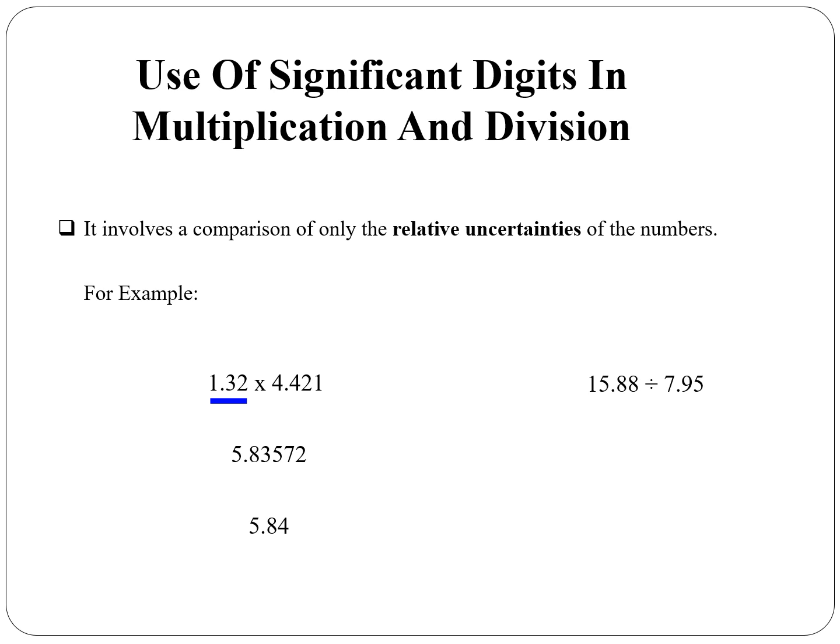The second example is for division. Here we will round off our answer up to the least number of significant figures, which is 7.95. So first of all divide them and then round it off. We will get 2.00.